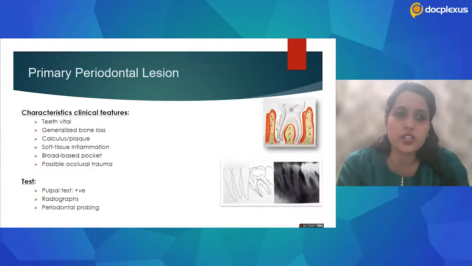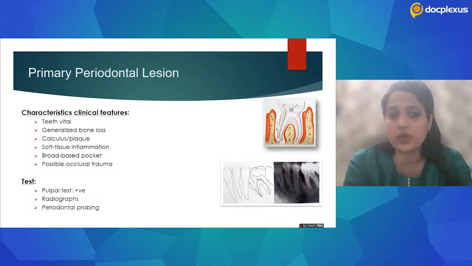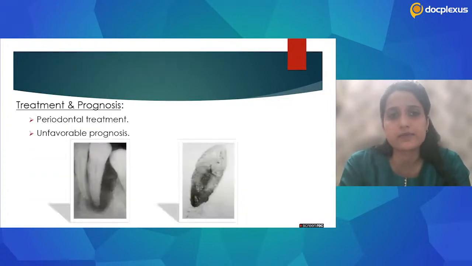Now with the primary periodontal lesions, the characteristic clinical features will be, because it is just perio, no endo, teeth should be vital. The pulp vitality should give a positive result. It will have generalized bone loss, calculus and plaque, soft tissue inflammation, broad-based pocket. All of the features that we see for periodontal infections will be present. Possible occlusal trauma could be present. Pulpal test will be positive. Radiographs will definitely help us with the bony defects, and periodontal probing will show generalized probing depth or pockets. Treatment will definitely be periodontal treatment.